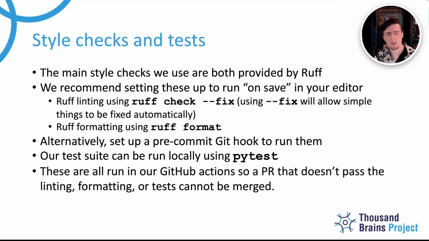As I mentioned before, we use Ruff for style checking. I recommend you set this up as an on-save thing in your editor. You can do this in VS Code, and other IDEs have this as well. Running ruff check --fix will actually fix a lot of these automatically, and then ruff format does general code formatting to match our style. You could also set these up in a pre-commit hook, but that's less useful in my experience because it's after you've been making the changes and you have to go back and do it again, versus just running it when you save stuff.